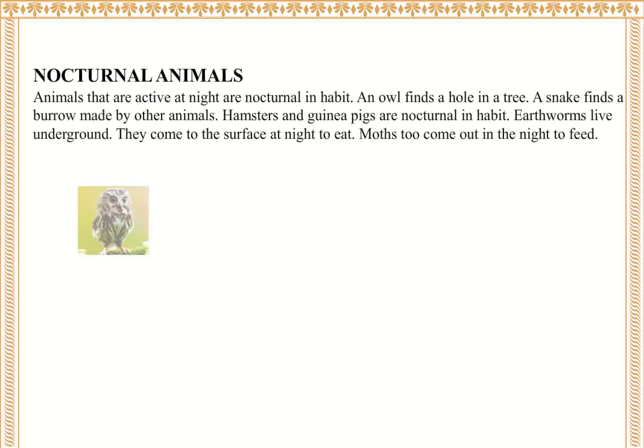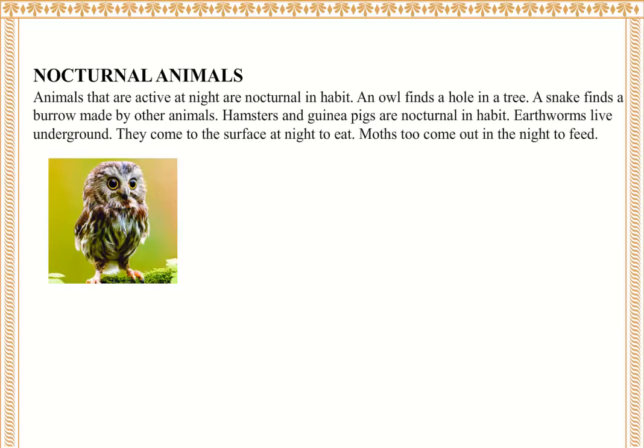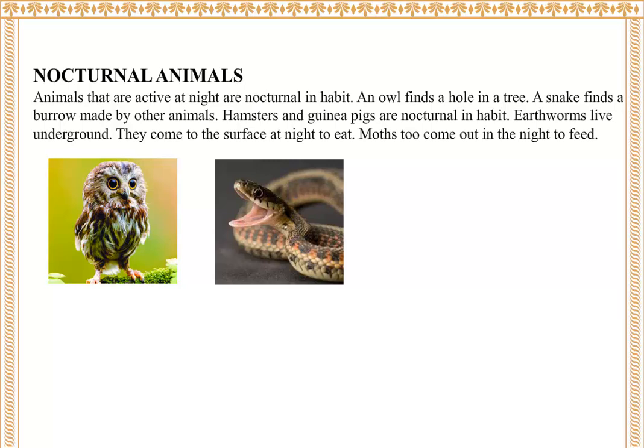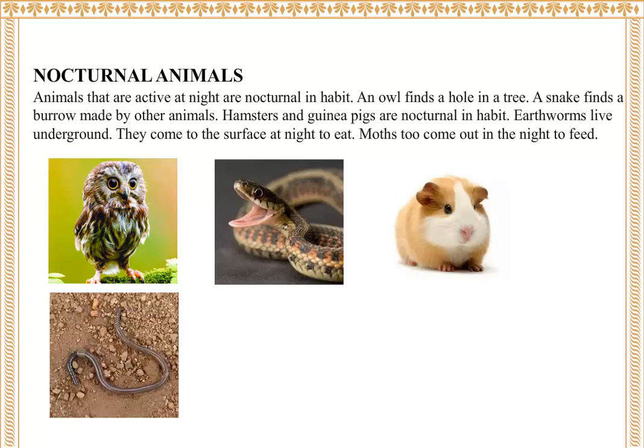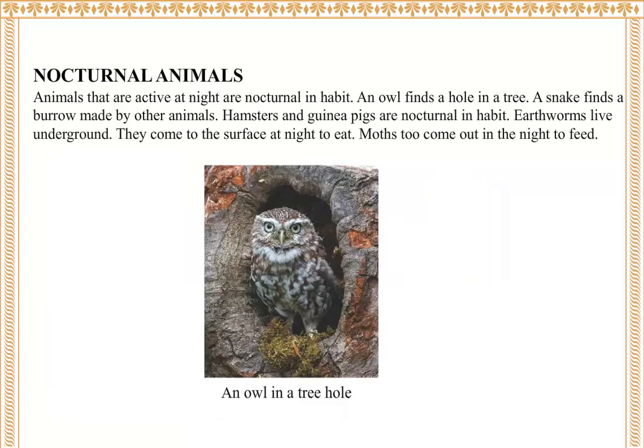Nocturnal animals. Animals that are active at night are nocturnal in habit. An owl finds a hole in a tree. A snake finds a burrow made by other animals. Hamsters and guinea pigs are nocturnal in habit. Earthworms live underground. They come to the surface at night to eat. Moths too come out in the night to feed. An owl in a tree hole.